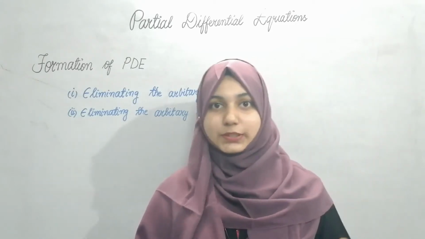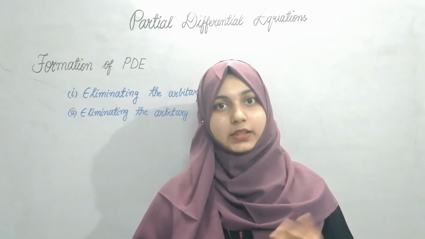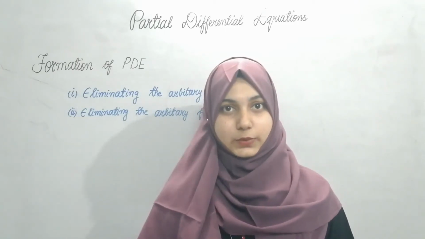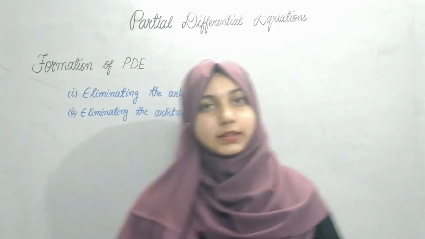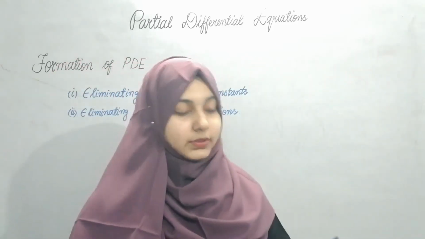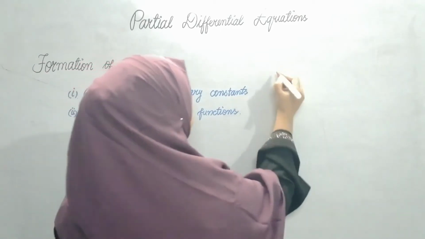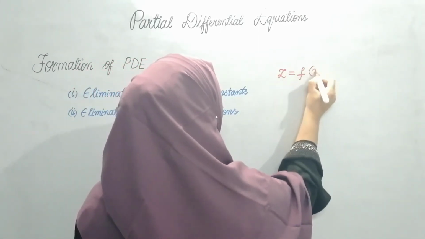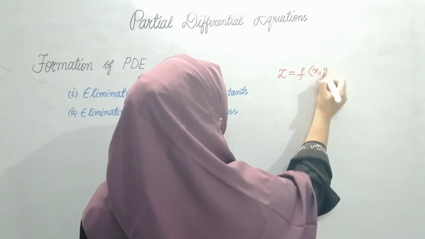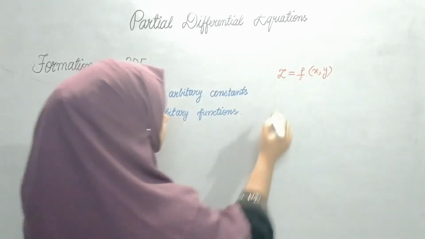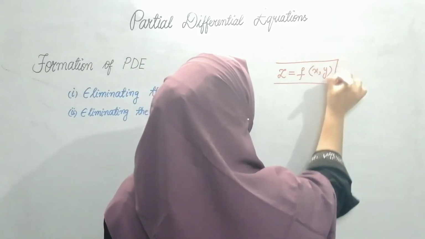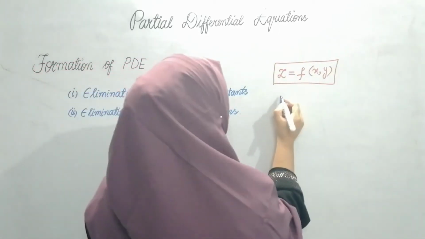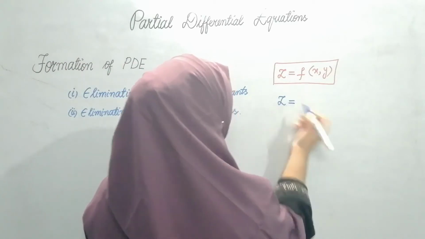In the previous video we saw an introduction to PDE, what is actually a PDE. Now in this video we'll see how to form a partial differential equation. Before that, in the previous video we saw z is a function of x comma y. What does this mean? z will be any function in terms of x and y.